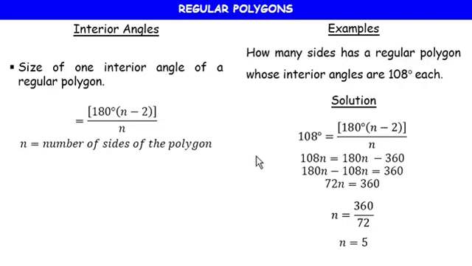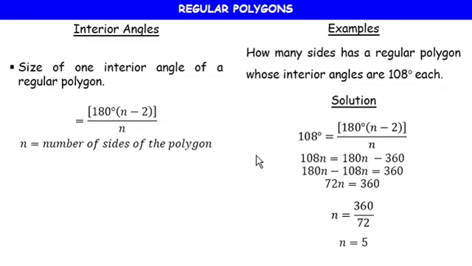So 180 degrees divided by 3 is what? It's 60 degrees, right? So that is how to find the value of one interior angle of a regular polygon. So let's look at this practical example here. How many sides has a regular polygon whose interior angles are 108 degrees each?